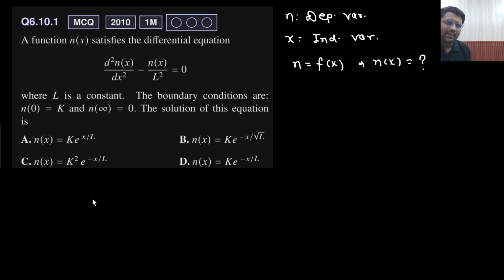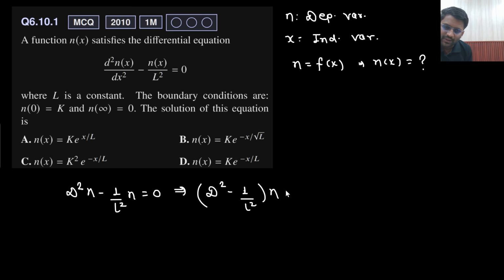Can you write down your characteristic equation? Yes, sir. d square by dx square could be written as d square, so it will be d square minus 1 by l square, multiplied with n equals to 0. So from here the characteristic equation that I am getting is d square minus 1 by l square equals to 0. So the value of d will come out to be plus minus 1 by l.